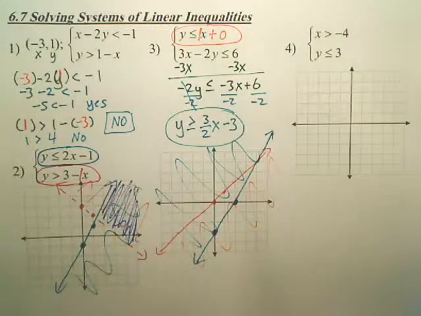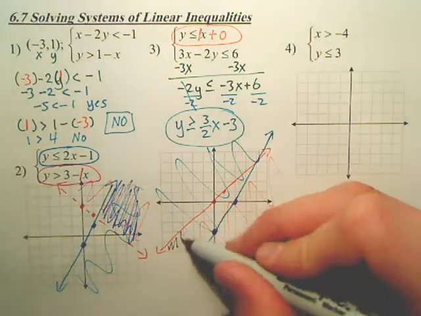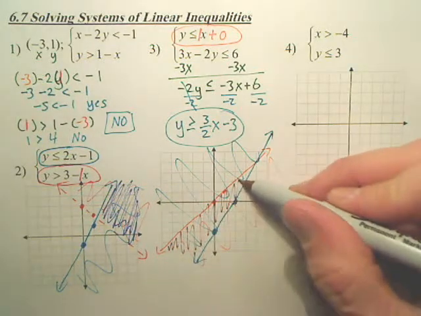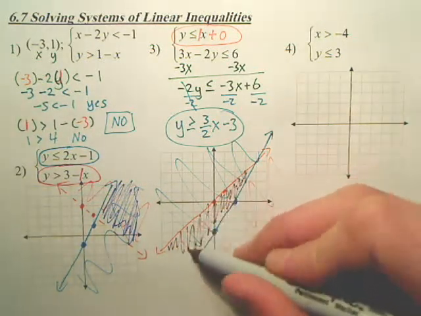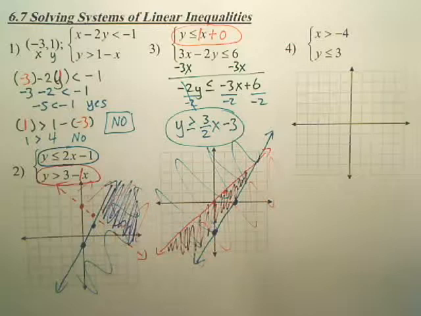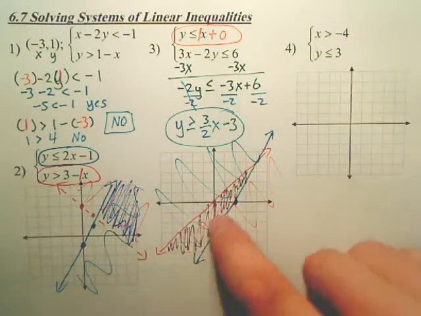Now, do you see kind of a spot where they're both shaded? Do you see right in here? Do you see how they're both shaded right there? That's your answer. That little wedge right there. Anything in there is true for both.